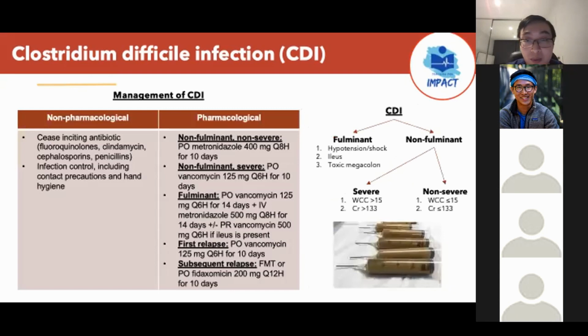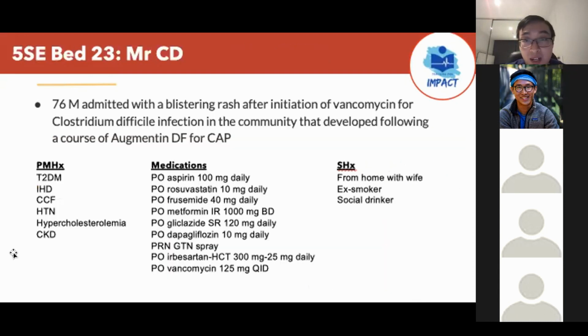So I think you guys seem to be all on top of management of Clostridium difficile infection. Just a couple of words. So again, divide into non-pharmacological, pharmacological. If you have a patient who has confirmed Clostridium difficile infection, the first thing that you want to do is cease the inciting antibiotic. This patient, if you remember, still had vancomycin as part of her medications. So if you're admitting this patient onto the Gen Med unit, the first thing that you will do is stop the vancomycin.